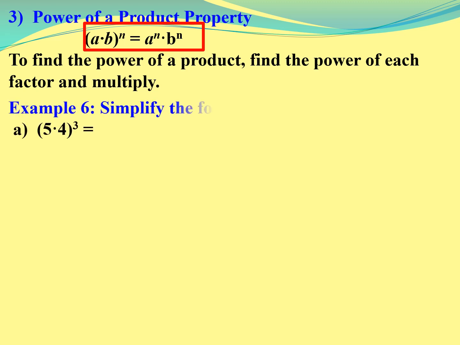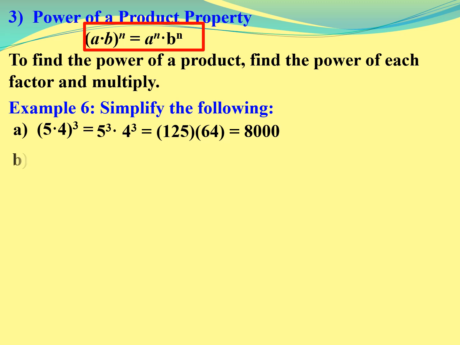Example number 6. Simplify the following. Letter A. Quantity 5 times 4 raised to 3 equals 5 to the 3 times 4 to the 3 equals 125 times 64, which is 8,000. Letter B. Quantity x times y raised to 10 equals x to the 10 times y to the 10.